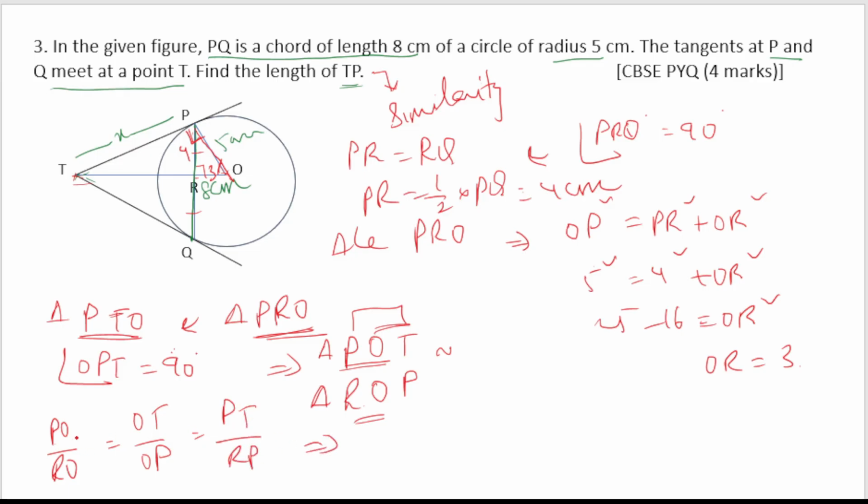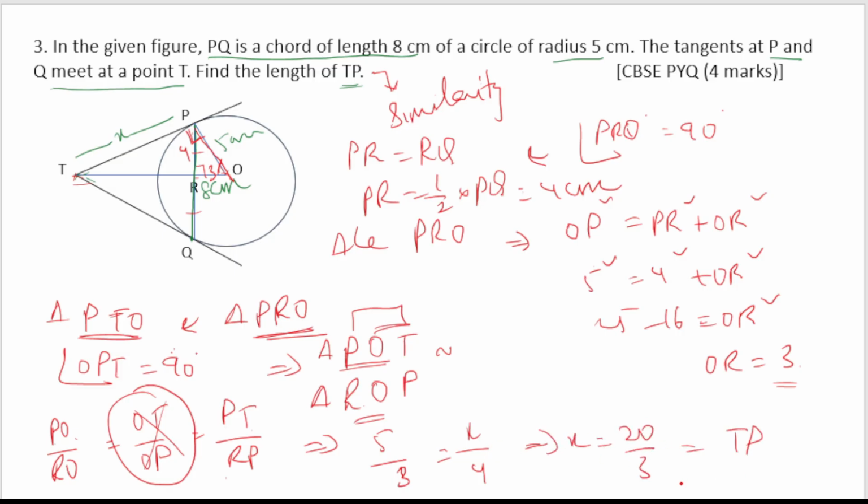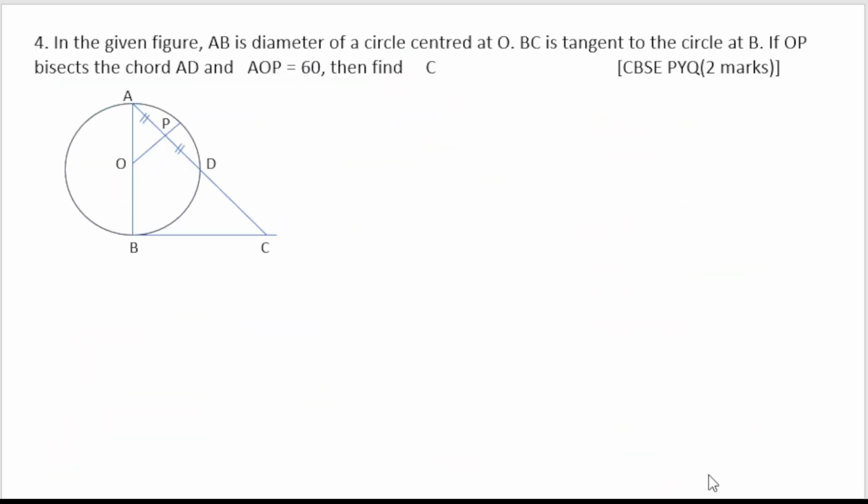Okay. Now here we will take PO. PO is 5 divided by RO. RO is what? 3. Okay. Is equal to OT. OT is what? We don't know OT, so we will not take this ratio. Next is PT. PT is what? X. We don't know. Next RP. RP is what? It is 4. Now what is X here? It is 20 divided by 3. That is TP.